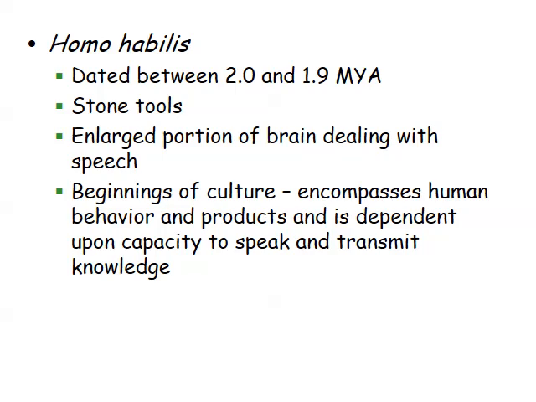Let's look at some of our most ancient types of human ancestors. The first would be the Homo habilis. These date back to 2 to 1.9 million years ago. Homo habilis means handyman. So these are ancestors that actually used stone tools. And their brains were quite large enough to be able to deal with the complexities of speech. They also showed beginnings of culture.